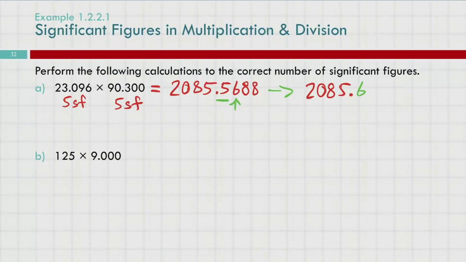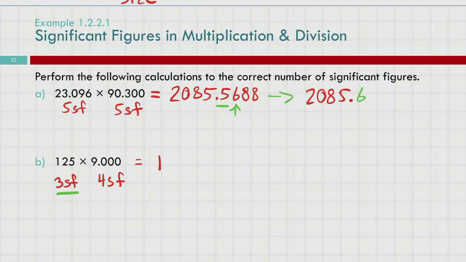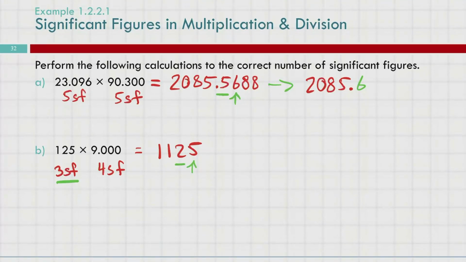All right, B, we've got 125 times 9.000. In our number 125, we've got 3 significant figures. In our number 9.000, we have 4 significant figures. When we're doing multiplication division, we care about the fewest number of significant figures. So we're going to expect 3 significant figures in our rounded answer. Plug this into our calculator. Calculator says 1,125. Our third significant figure is the 2. Look at the 5 to see how we round. Again, 5 is 5 or greater, so we are going to round up.